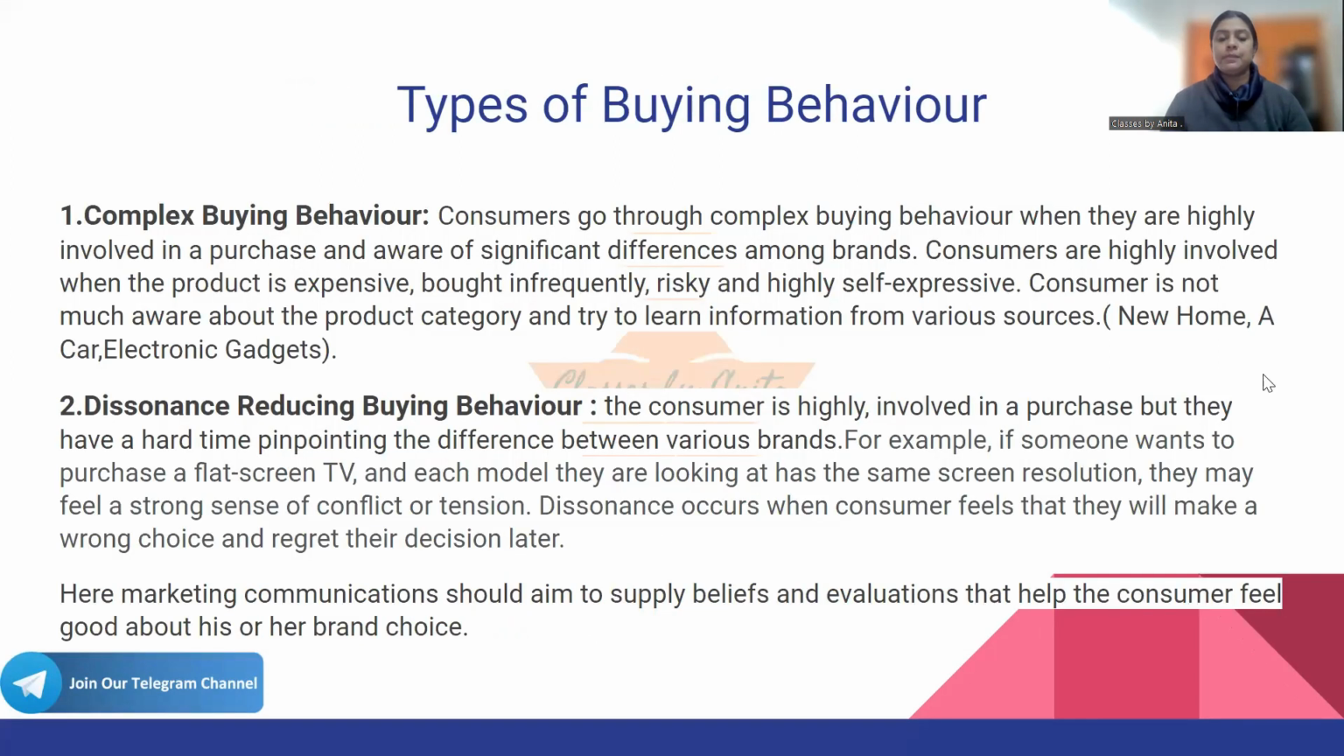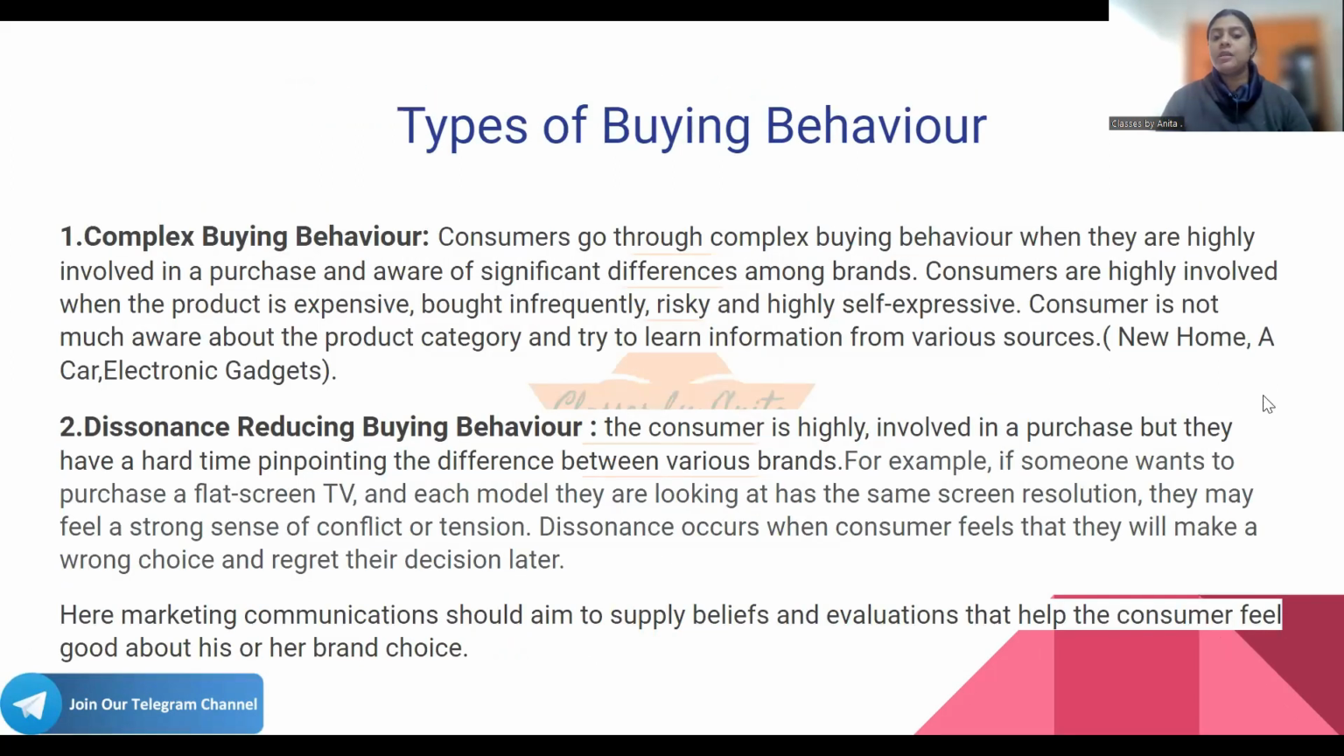So now this is complex buying behavior. Consumers go through complex buying behavior when they are highly involved in a purchase and aware of significant difference among the brands. Consumers are highly involved when the product is expensive and you buy it infrequently, you're not buying it on a daily basis. This is not a day-to-day product, and it is risky and highly self-expressive. Consumer is not much aware about the product category and tries to learn information from various sources. Like, for example, a new home, a car, electronic gadgets.